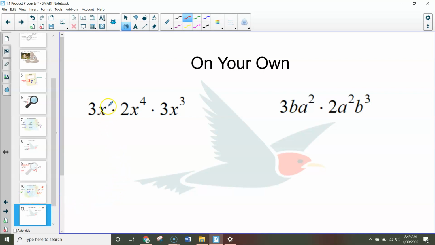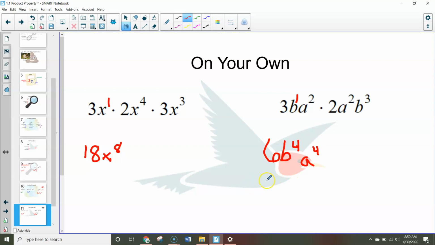Okay, so for this first one, remember we've got our invisible 1. So 3 times 3 times 2 gives me 18x. 1 plus 4 is 5, plus 3 is 8. This one, 3 times 2 is 6. And I've got a b. 1 plus 3 is 4. A, 2 plus 2 is 4.